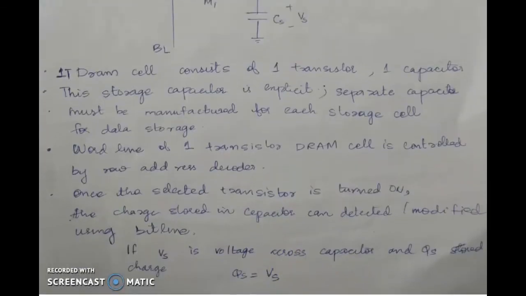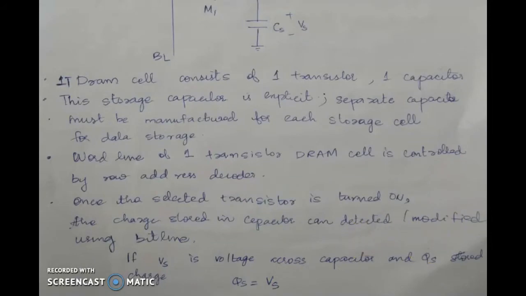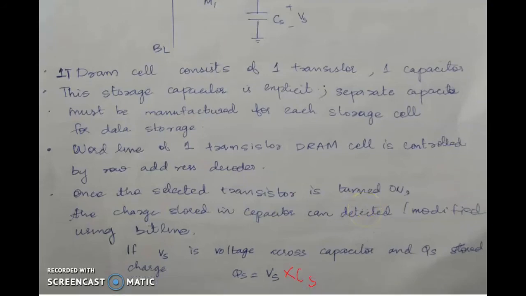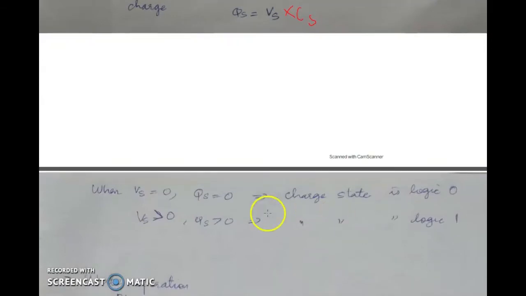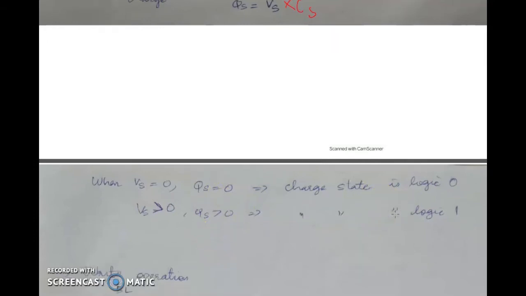Then we know the charge-voltage expression of the capacitor. Qs is equal to Vs into Cs. I forgot to write Cs here, so it is actually Qs is equal to Vs into Cs. When Vs is equal to 0, Qs will be 0, and as a result logic 0 is present in the memory cell. When Vs is greater than 0, Qs is also greater than 0, hence logic 1 is present in the memory cell.